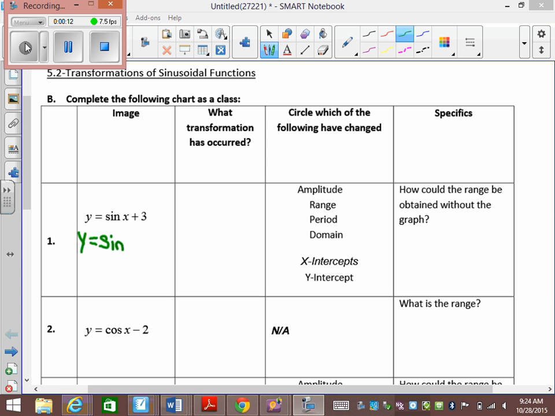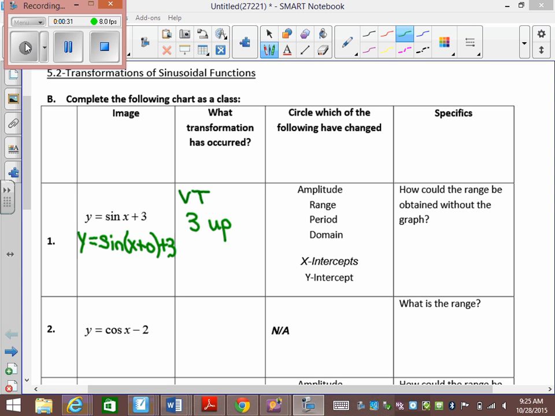So what you can write it as is sine x plus 0 plus 3 if you'd like. Then that would force you to say, hey, it's not a horizontal translation, it's vertical. So it'd be a vertical translation, 3 up. This is also your midline or your median line.